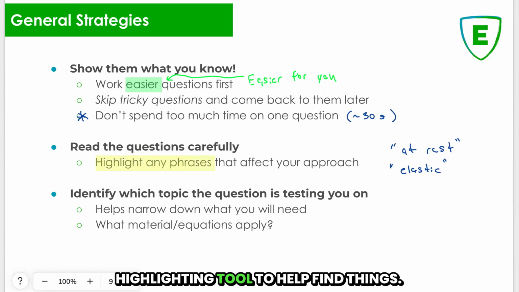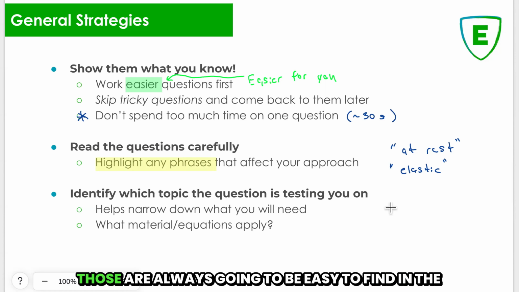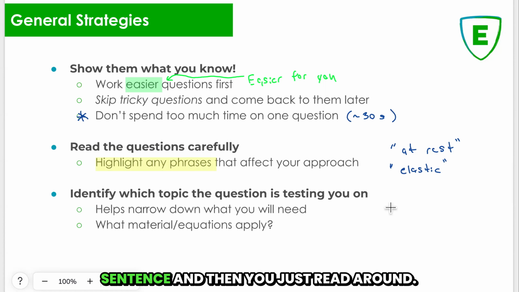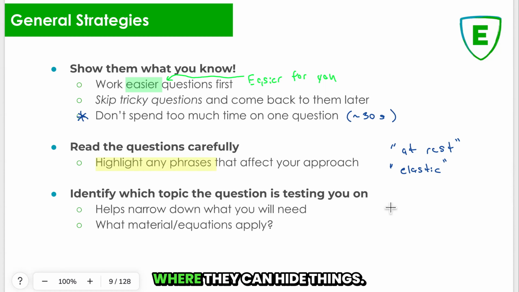Use that highlighting tool to help find things. Typically, you don't have to highlight variables. Those are always going to be easy to find in the sentence, and then you just read around. So, it's really those phrases or the words. That's where they can hide things.